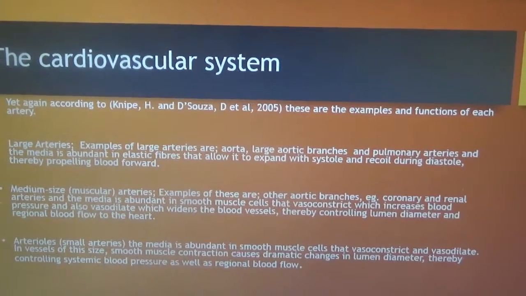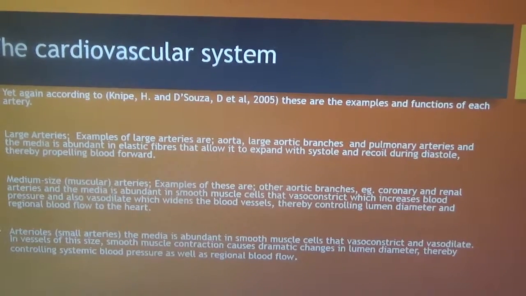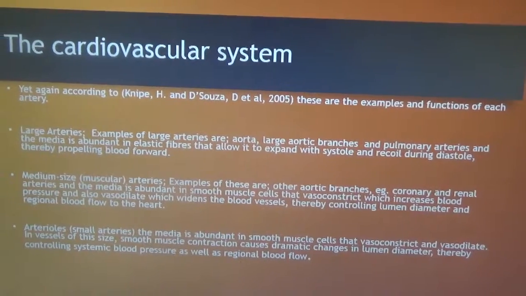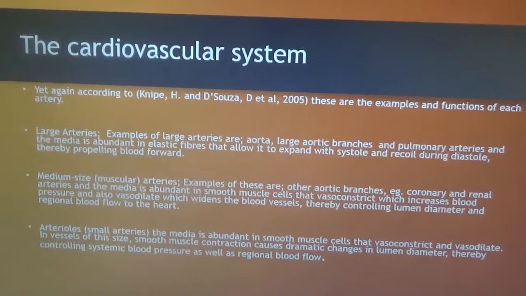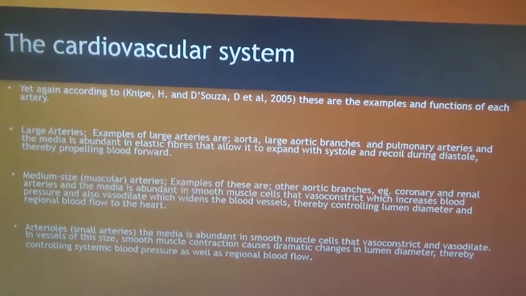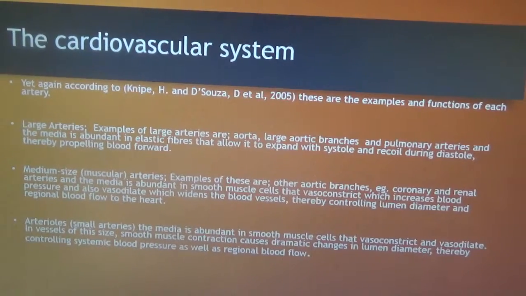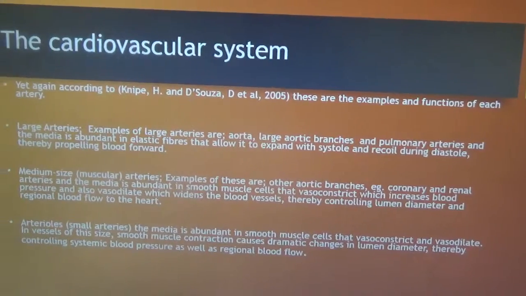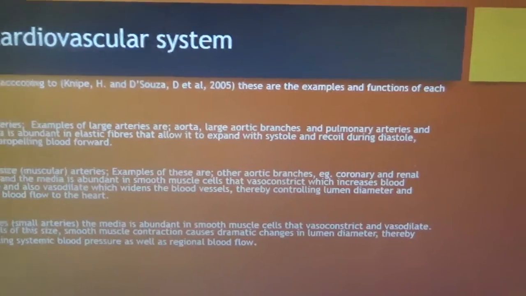Medium-sized or muscular arteries. Examples of these are other aortic branches, for example coronary and renal arteries, and the media is abundant in smooth muscle cells. In this one they vasoconstrict, which increases the blood pressure, and they also vasodilate, which widens the blood vessels, thereby controlling lumen diameter and regional blood flow to the heart.